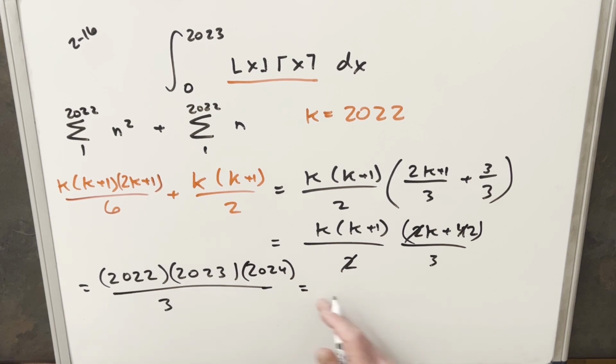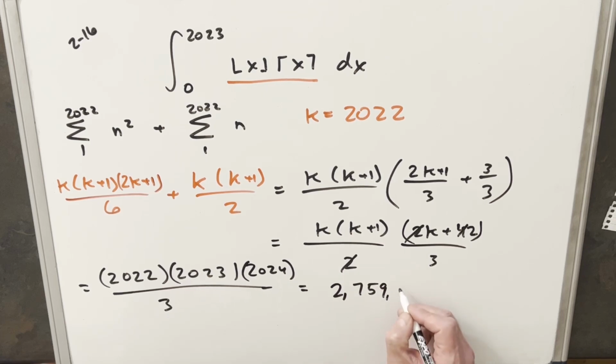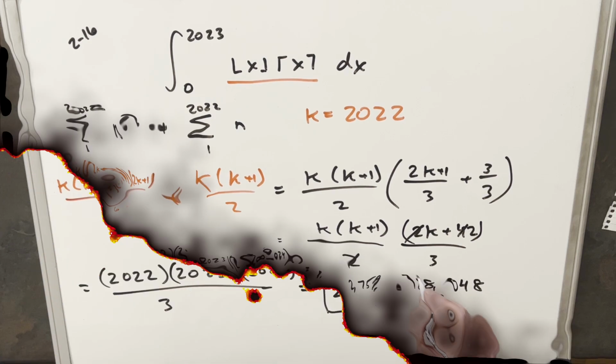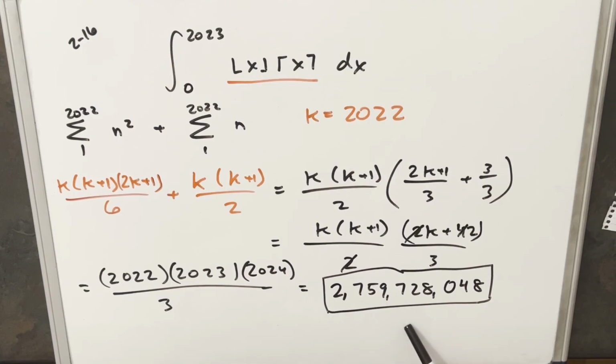So when I did this with my calculator, what I got for a solution was 2,759,728,048. I was hoping we might get a nicer answer than that, like maybe 4 or 2023, or maybe pi over 4, but unfortunately no, we had to multiply that all the way out.